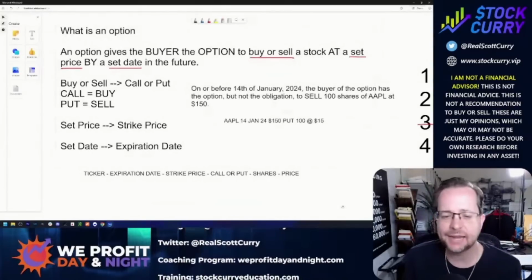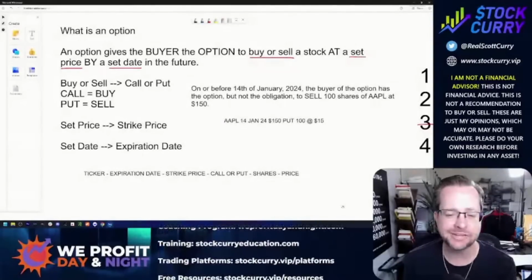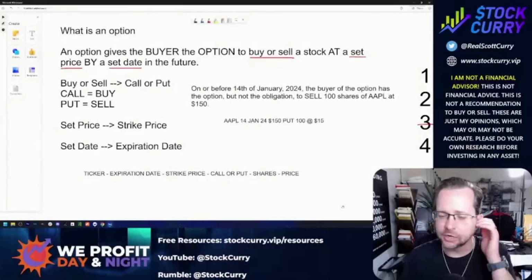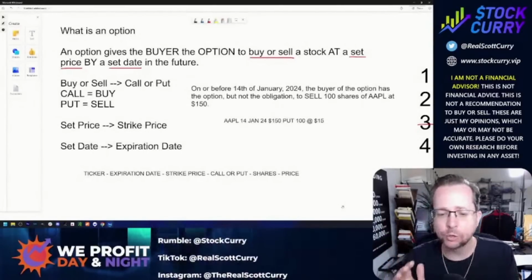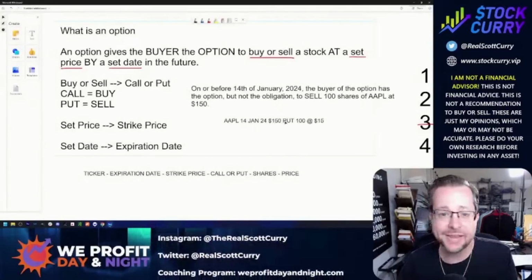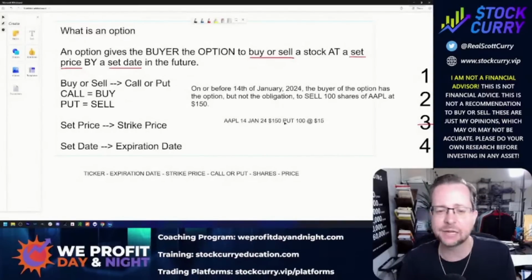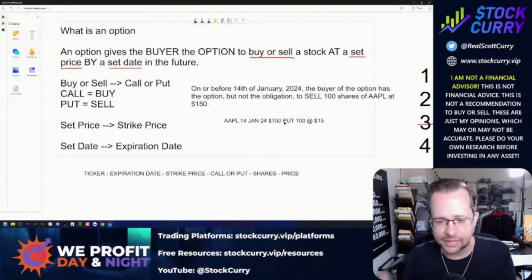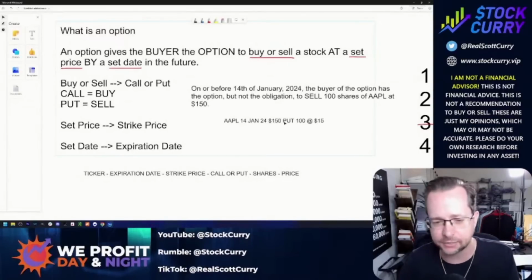Let's say that Apple closes at $160 per share. Would the person that owns the contract exercise the contract? No. Why would the owner sell his shares for $150 when he can go on the open market and sell them for $160? He would get more money selling them on the open market. So it makes sense for the owner of this contract to just let the put option expire worthless and go sell his shares on the open market for $160.